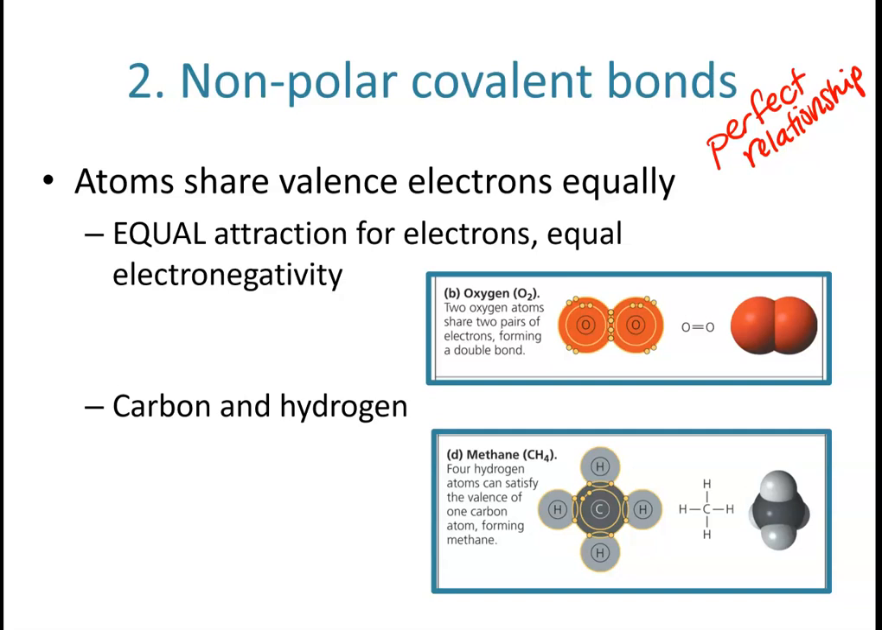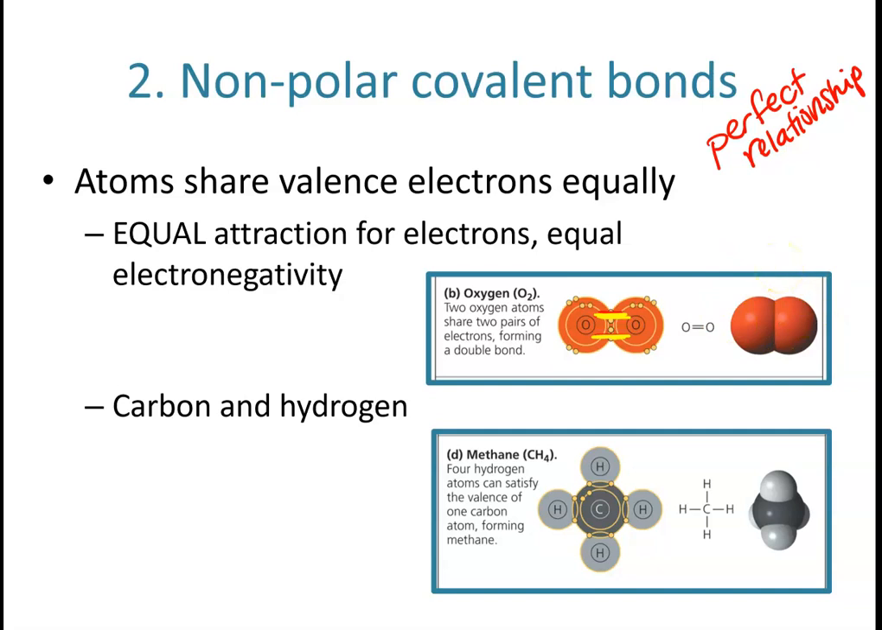So oxygen will actually form a double bond with itself, and each oxygen atom has 6 valence electrons. So it has 2 in the outer shell that it can share. So it actually likes to share 4 between them, and you get this nonpolar covalent molecule.